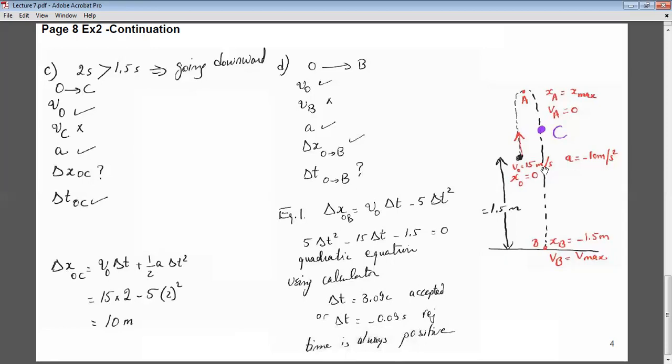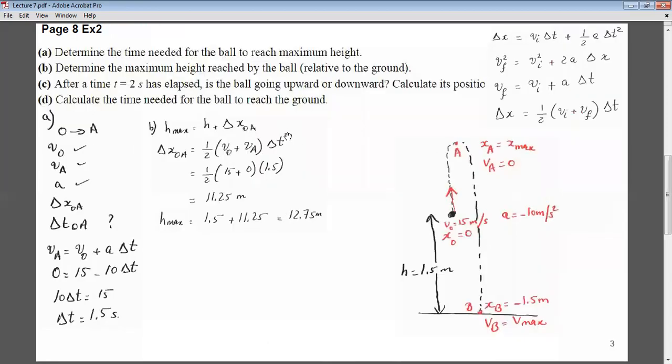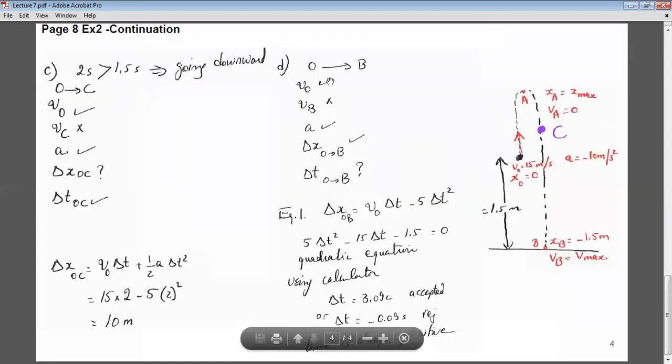Okay. Last part. Calculate the time needed for the ball to reach the ground. So what is the initial position of the ball? Oh, what's the final position of the ball? B. So I want to go from O to B.